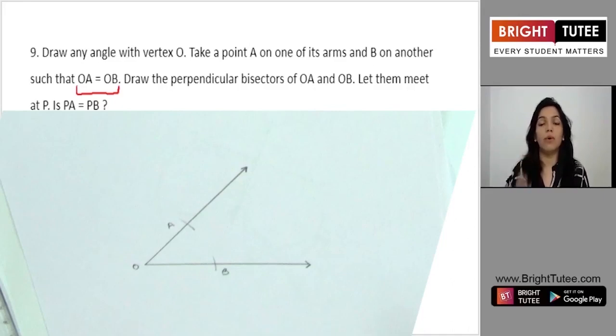Then you make any point A on one of the rays. So let's say we have marked it here. Make sure that you mark the length of AO. So you measure it with the help of a ruler. And with the same measurement, you mark a point B on the second arm. Okay. So this is what you have done so far. Now draw the perpendicular bisectors of AO and OB. Okay. Let them meet at point P.